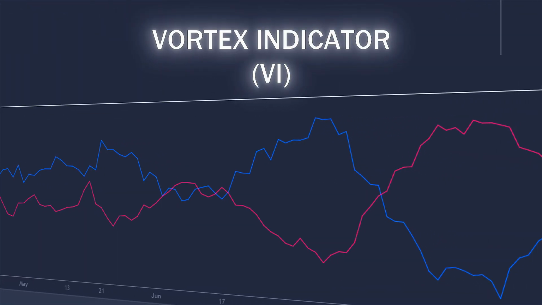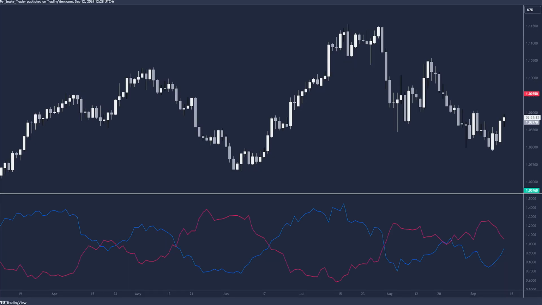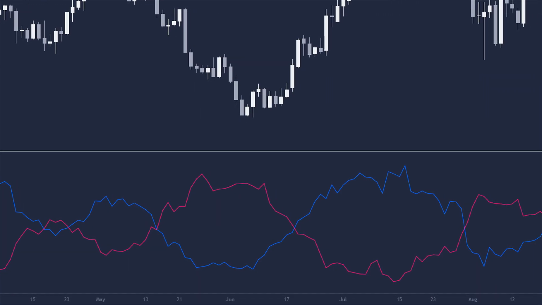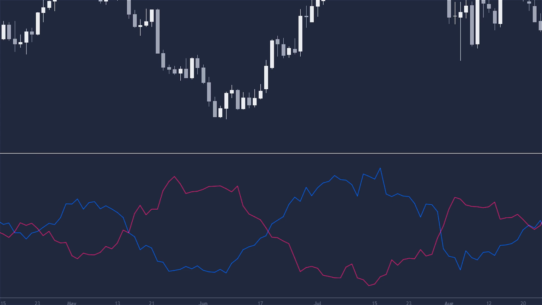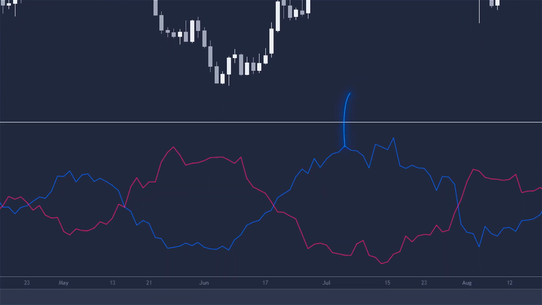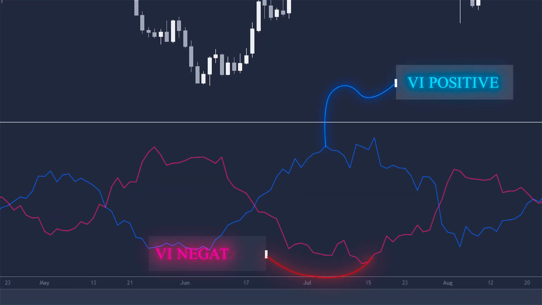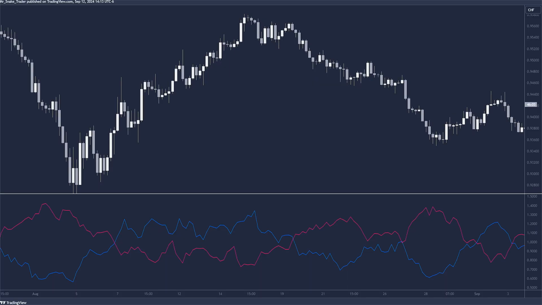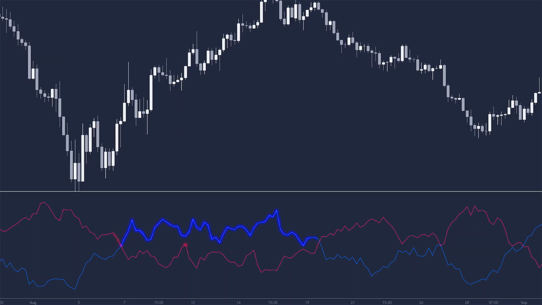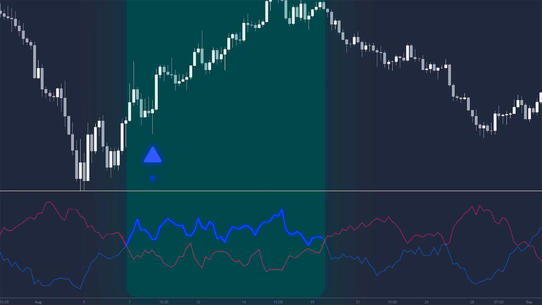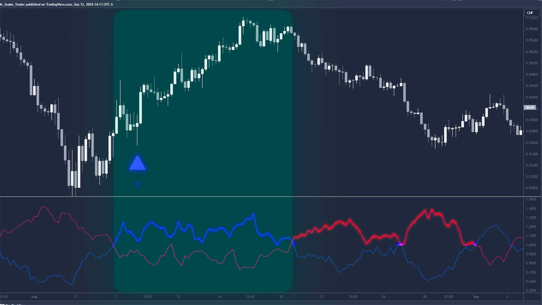Now, on to the Vortex Indicator, or VI. This indicator is designed to measure the strength and direction of the trend. The VI is made up of two lines, VI positive, blue line, and VI negative, red line. If VI positive is above VI negative, you are looking at an uptrend. If negative VI crosses above positive VI, we have a downtrend.